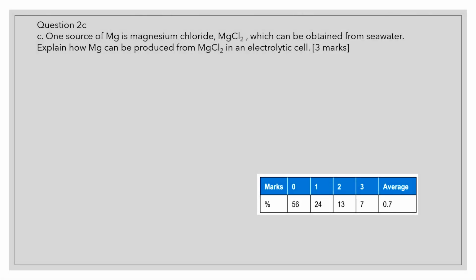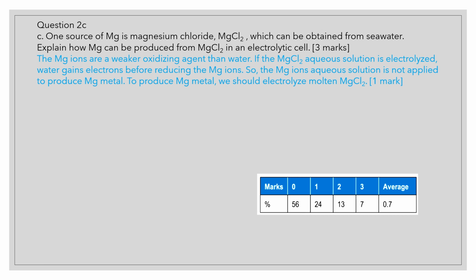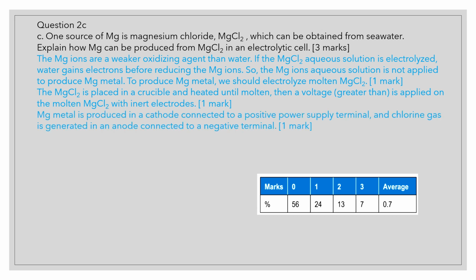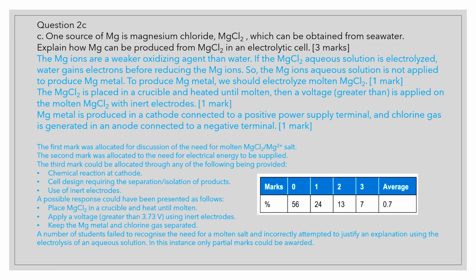The Mg ions are a weaker oxidizing agent than water. If the MgCl2 aqueous solution is electrolyzed, water gains electrons before the Mg ions are reduced. So, the Mg ions aqueous solution is not applied to produce Mg metal. To produce Mg metal, we should electrolyze molten MgCl2. The MgCl2 is placed in a crucible and heated until molten, then a voltage greater than the minimum is applied on the molten MgCl2 with inert electrodes. Mg metal is produced at the cathode connected to a negative power supply terminal, and chlorine gas is generated at the anode connected to a positive terminal.